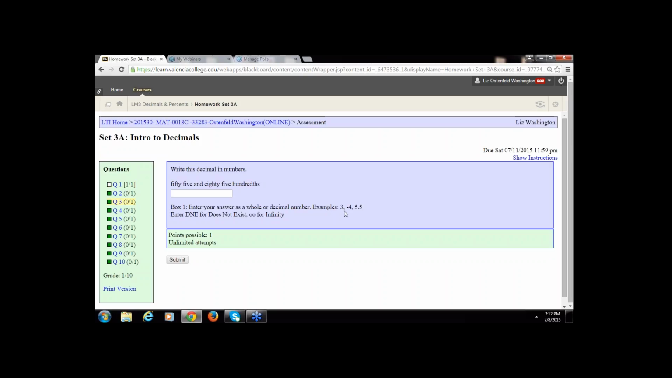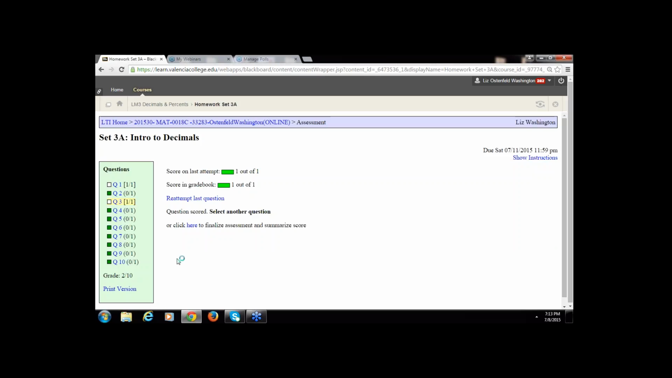Let me skip around a little bit. 45 and 85 hundredths, the word and stands for our decimal. So we're going to say 55. I think I read it as 45 the first time. 55 and is my decimal. 85 hundredths. Very good.